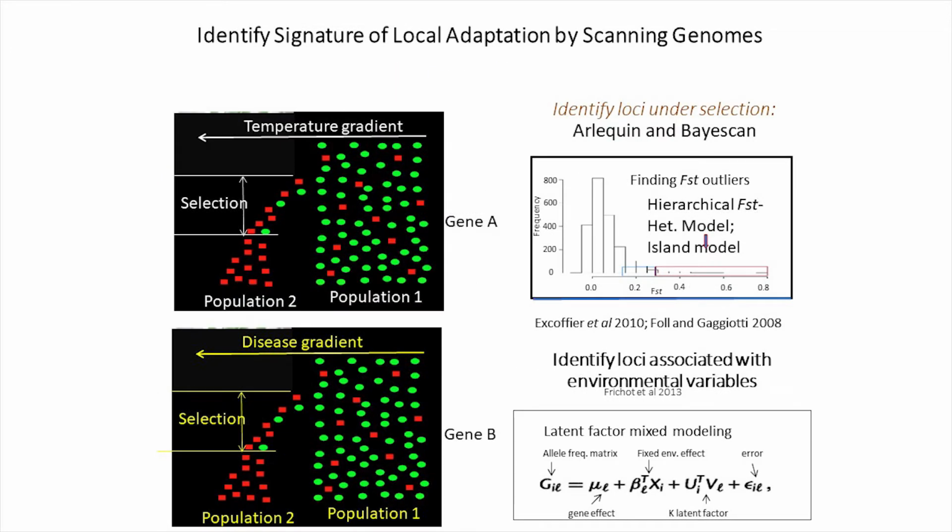So this is an example. Let's think of a gradient of temperature. So on the right here, you see we have a representative of a colder climate, whereas on the left here of this diagram, you would have warmer temperatures. And in a normal temperature setting, you might see just a random mixture of red and green genes.